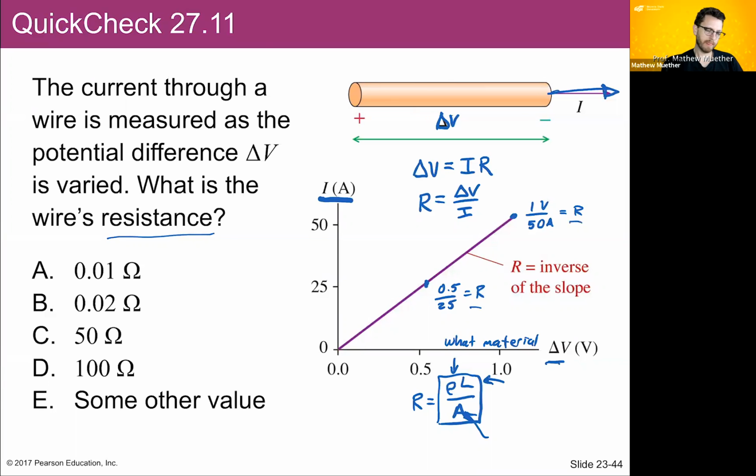Okay. What are the units of resistance? Well, it's volts per amp, and this is what we typically call an ohm. So ohms are the standard units that we're going to talk about for resistance, and it's just volts per amp. All right, so I can see here that the answer has to be B in this case.